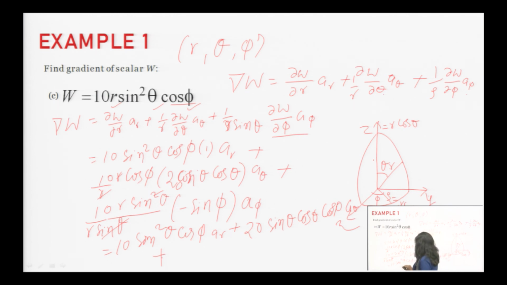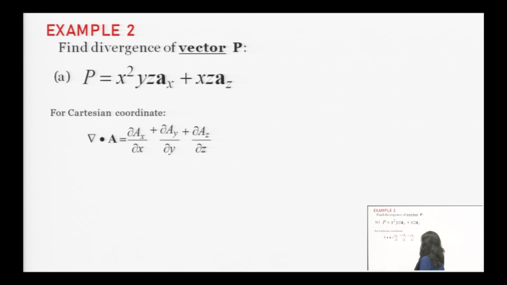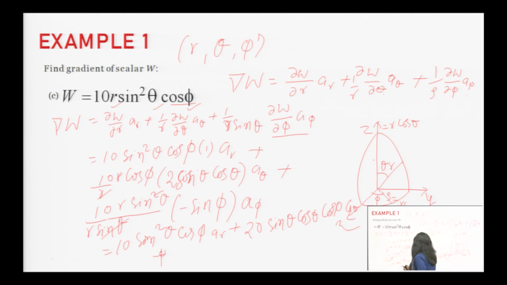this plus will be replaced by minus, because here is the minus 10, r will also cancel out, 10 sin theta sin phi, and the unit vector a phi will appear here. So this is the answer for this question.